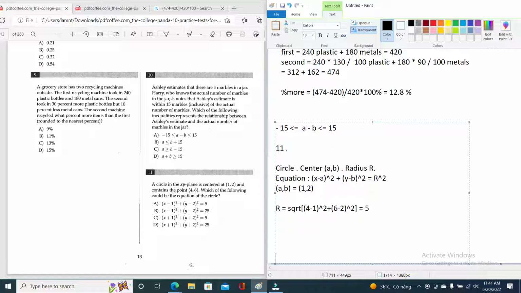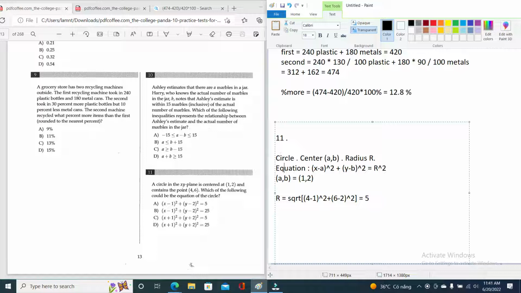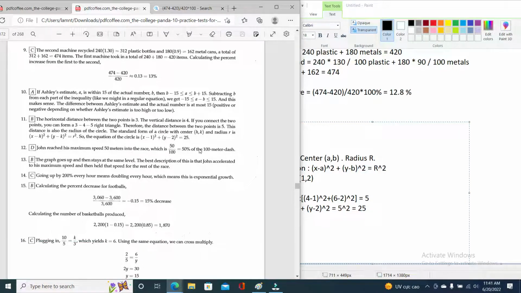Okay, so the equation of the circle is going to be, we plug it in, a for 1, b for 2, and r for 5. So 1 here, 2 here, and 5 here. So it's equal to 25 over there, and the answer is B. 11 is B, and it is B indeed.